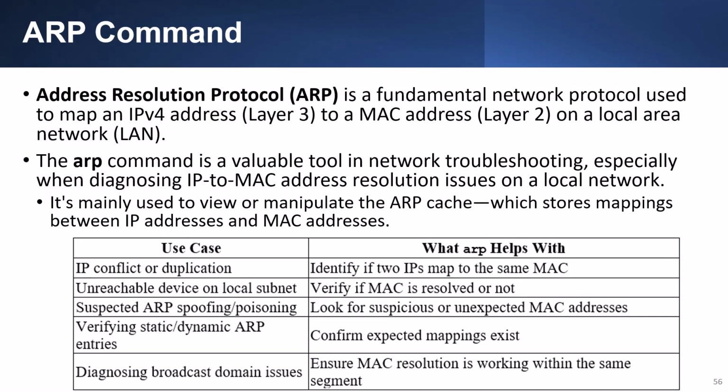Address Resolution Protocol, or ARP, is a fundamental network protocol used to map an IP version 4 address, layer 3, to a MAC address, layer 2, on a local area network. The ARP command is a valuable tool in network troubleshooting, especially when diagnosing IP to MAC address resolution issues on a local network. It's mainly used to view or manipulate the ARP cache, which stores mappings between IP addresses and MAC addresses. It can be used to help identify IP conflicts or duplication, determine if MAC addresses are being resolved properly on OSI model layer 2 devices, ARP spoofing and poisoning, and diagnosing of broadcast domain issues.